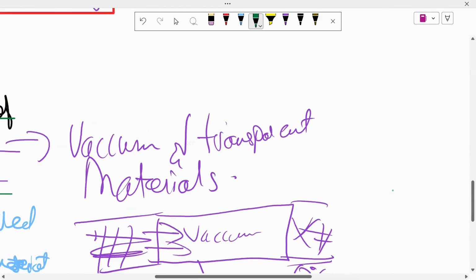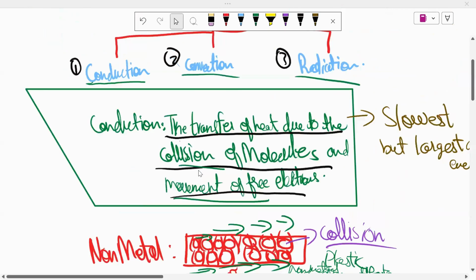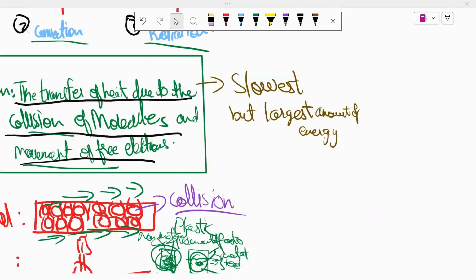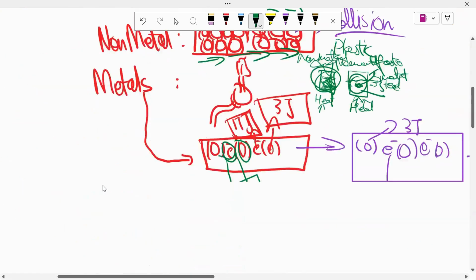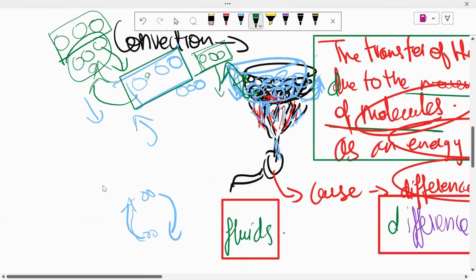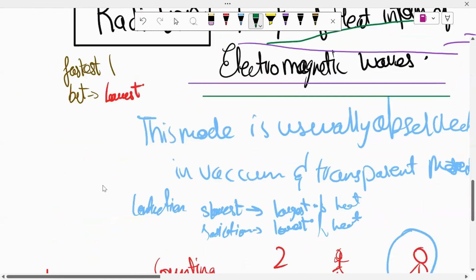Although conduction is the slowest, it gives the largest amount of energy, while radiation is the fastest but gives the lowest amount of energy.